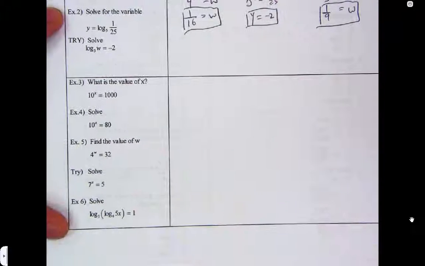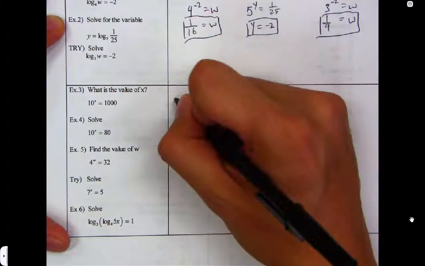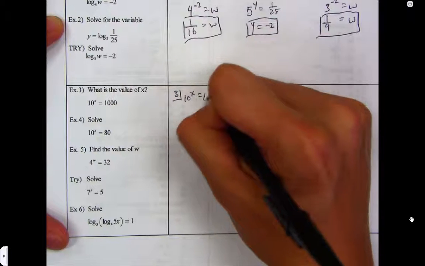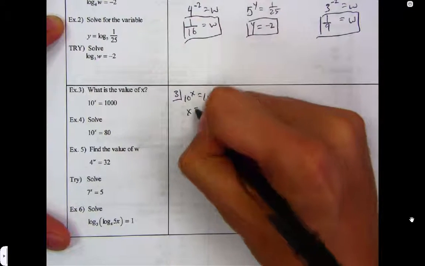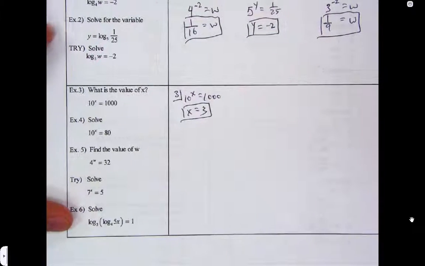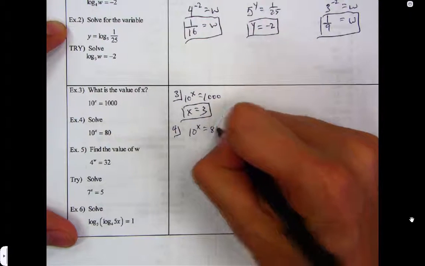Okay, example 3. What is the value of x? 10 to the x equals 1,000. Well, x equals 3, because 10 to the third gives you 1,000. Number 4. 10 to the what will give you 80?